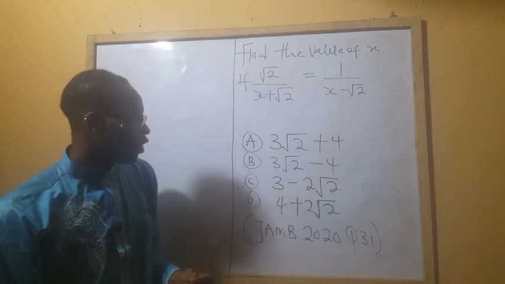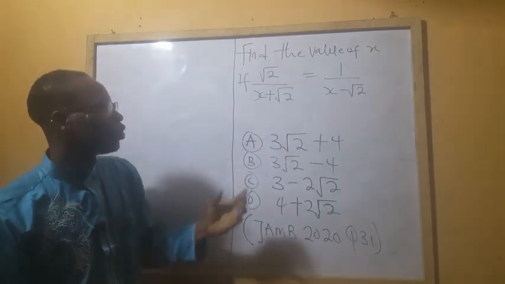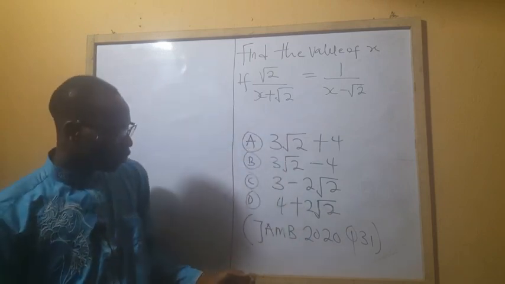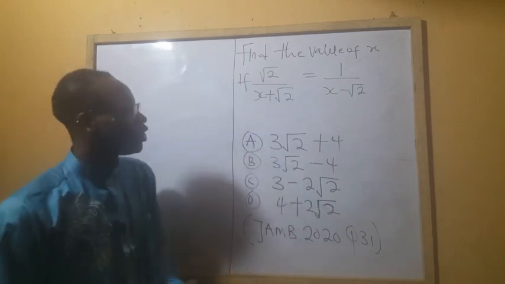We are asked to find the value of x if root 2 over x plus root 2 is equal to 1 over x minus root 2. Now this is a special case on Zod. I got this question from JAM 2020 question 31. So let's start with that.